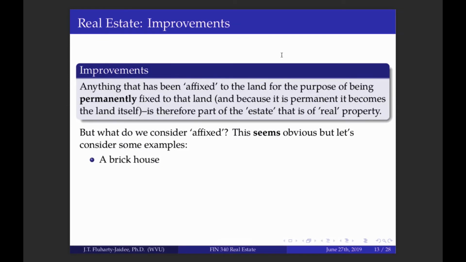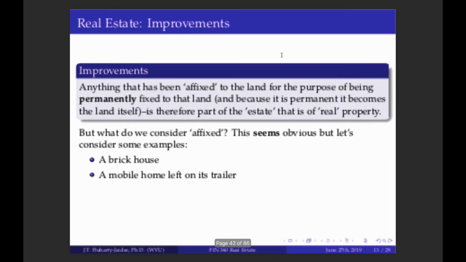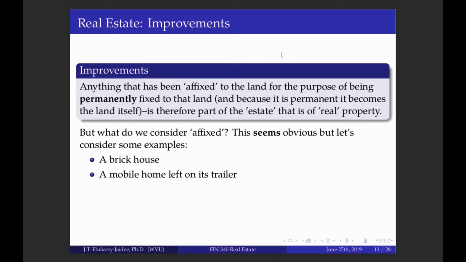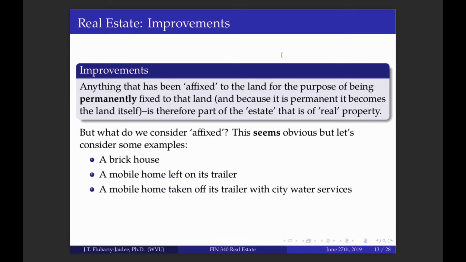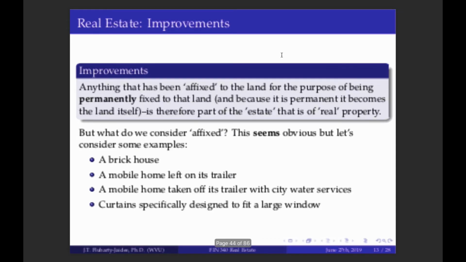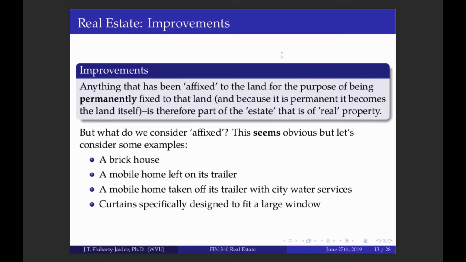A brick house. Okay, we'll come back to these in detail in a second, but just keep them in mind. A mobile home left on its trailer. A mobile home taken off its trailer with city water services or utility services of any kind. Curtains specifically designed to fit a large window. Okay, so again, a brick house, mobile home left on its trailer, a mobile home taken off of its trailer with city water services, and curtains specifically designed to fit a large window.